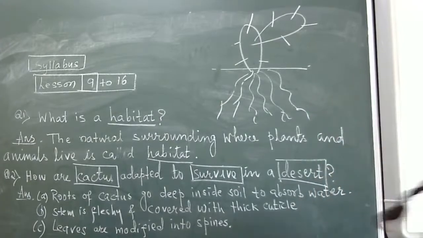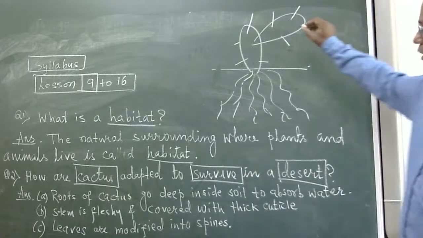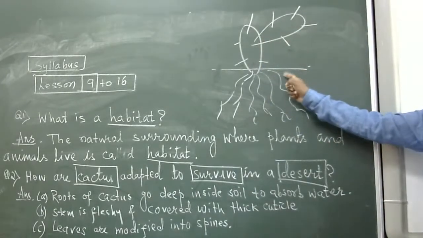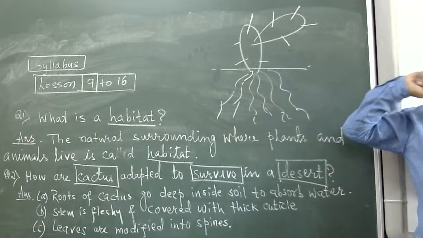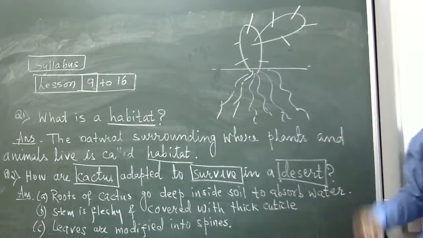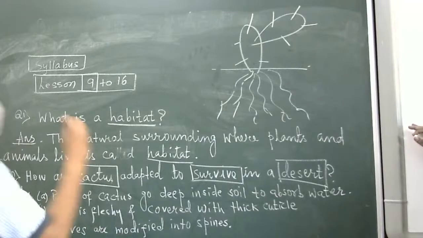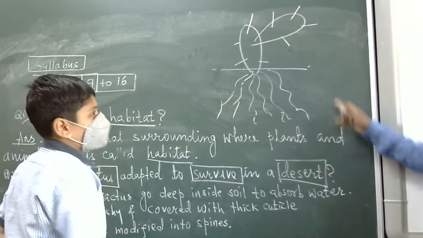So, the next one is fill in the blanks. The presence of specific features which enable a plant or an animal to live in a particular habitat is called dash. Now tell me what the specific features are in this cactus. Who will come and tell? What are the specific features in this cactus? Yes, come here. Leaves and roots.